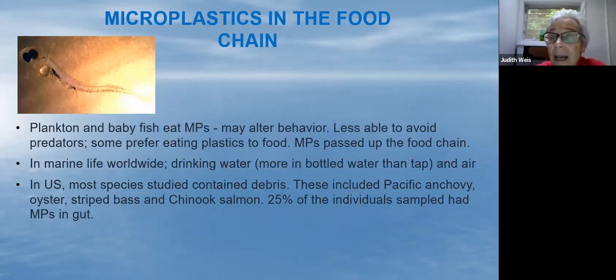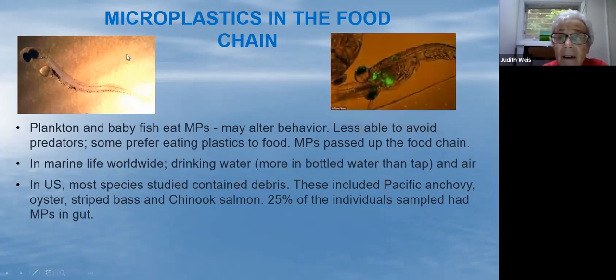Most species studied have been found to contain microplastic debris in their gut, including many of the species that are popular in the food web, and also species that people like to eat. Many of them have been found to have microplastics in their digestive system.